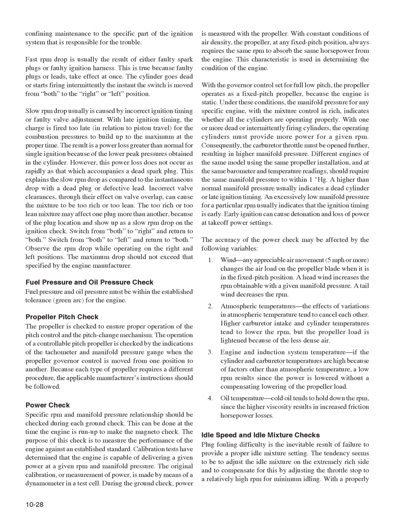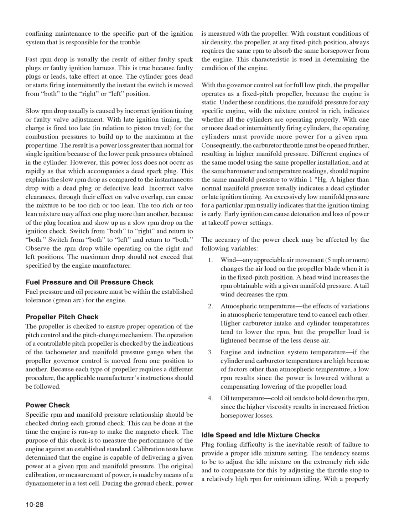During the ground check, power is measured with the propeller. With constant conditions of air density, the propeller, at any fixed pitch position, always requires the same RPM to absorb the same horsepower from the engine. This characteristic is used in determining the condition of the engine. With the governor control set for full low pitch, the propeller operates as a fixed pitch propeller, because the engine is static.